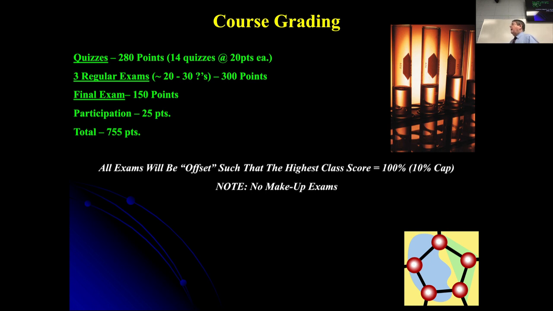All right. All exams will be offset such that the highest class score is 100%, but I cap that at 10%. So exam 1, worth 100 points. If the highest exam score in this class was a 95, I give everybody an additional 5 points, okay? If the highest exam score was an 85, I only give 10 points, okay? So there is a little bit of an offset because sometimes, maybe I asked a question that a lot of you missed and wasn't quite fair. That has happened sometimes. So I take care of that with that.